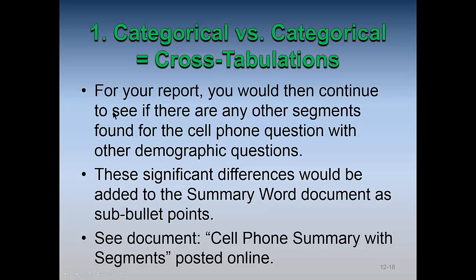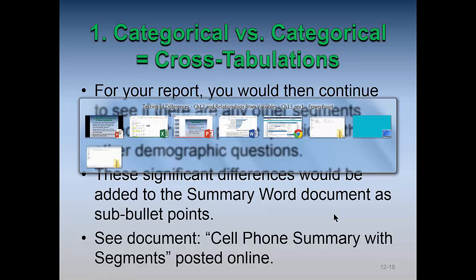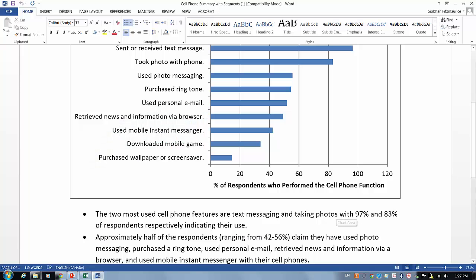You would look and see if there are any other significant differences. We've done that. There are none. And then you would add that summary below your visual summary of that particular question. And if you look in Module 10, there's an example for cell phone with segments posted online. I've got that open. It's in Module 10. So let's have a look at it.